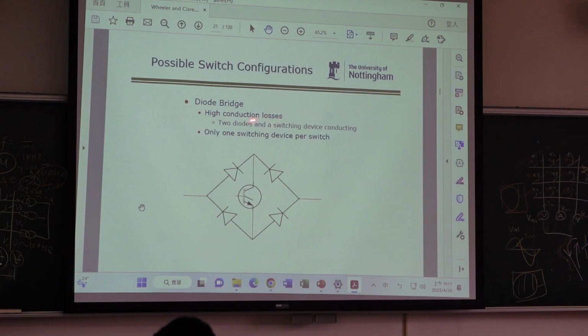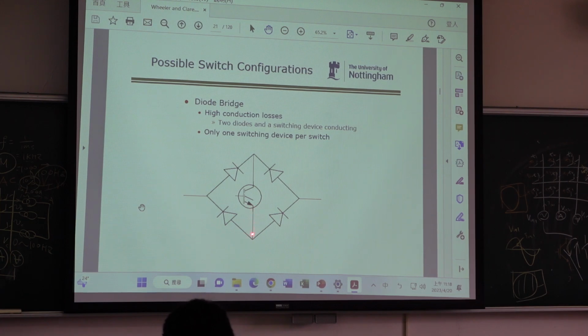But the loss is higher because when you turn on, you have 2 diodes plus 1 IGBT. And do you think the circuit is large or small? Because the diode is huge. One AC switch needs 4 diodes. You have 9 AC switches. How many diodes do you need? 36. Do you like to use 36 diodes? No, huge. So this is the basic idea.